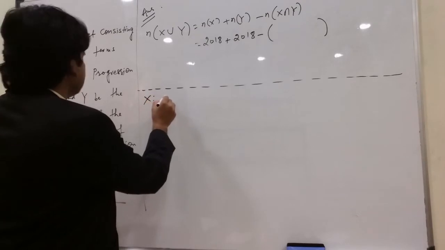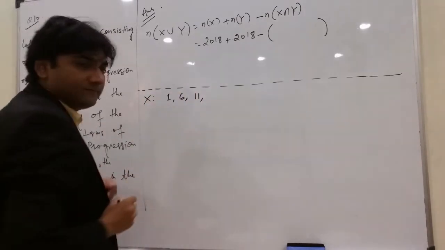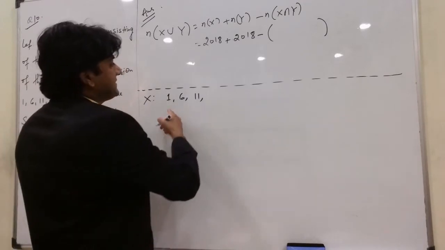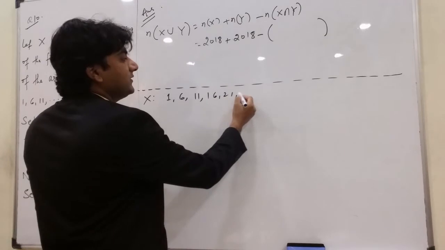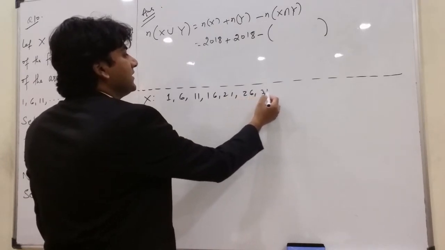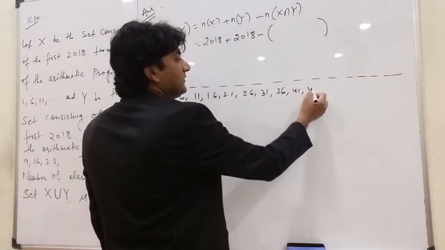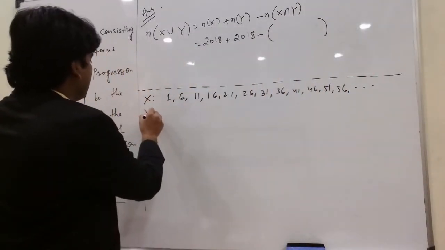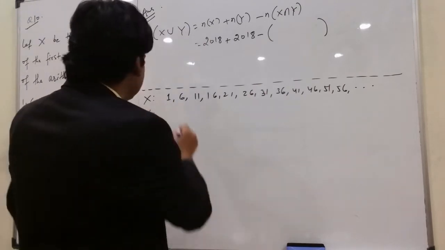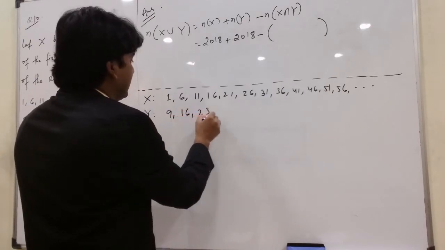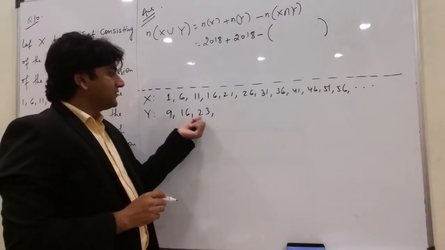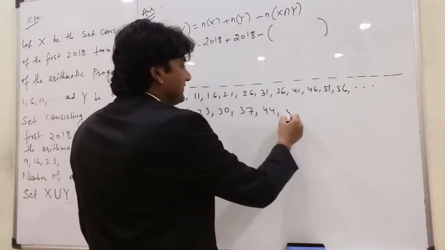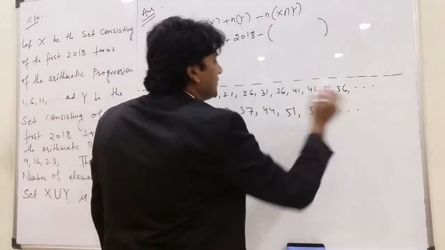So X set is 1, 6, 11. What is the common difference? 5. So write some terms because we need to find the common of X and Y. So 1, 6, 11, then 16, 21, 26, 31, 36, 41, 46, 51, 56, dot dot dot. It will continue like that. Next set is Y. Okay, what is the Y set? Y set is 9, then 16, then 23. So what's the common difference? 7. Okay, so 23 plus 7, that is 30, then again 7, 37, then 44, then 51, then 58, dot dot dot.